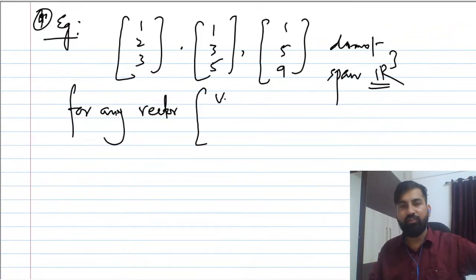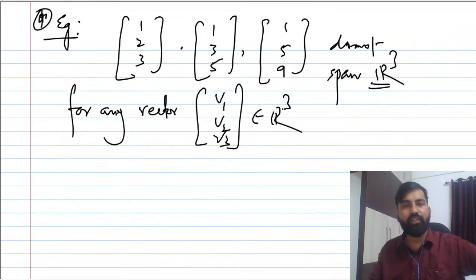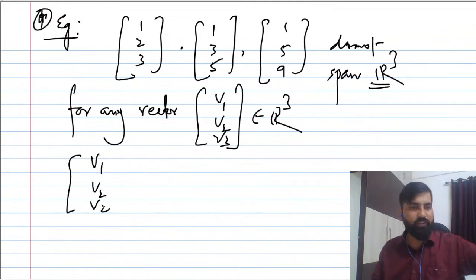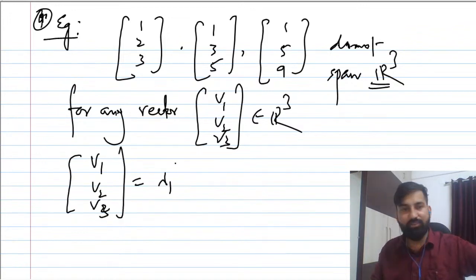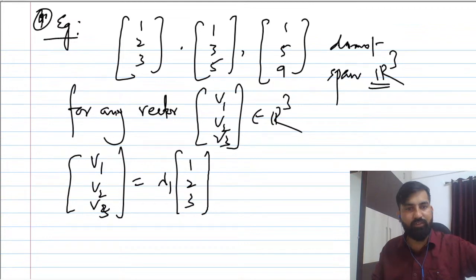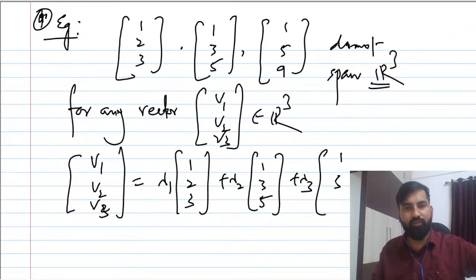For any vector, you can say v1 v2 v3. This is one vector, and these v1 v2 v3 are the components. So we can write v1 v2 v3 as a linear combination of lambda 1 times 1 2 3, plus lambda 2 times 1 3 5, and lambda 3 times 1 5 9.